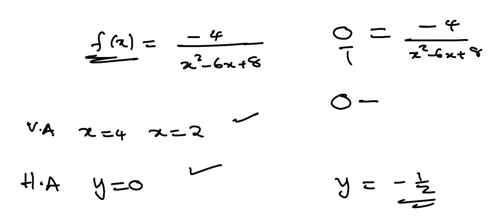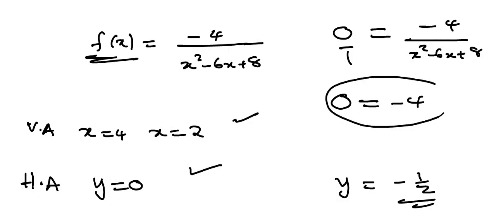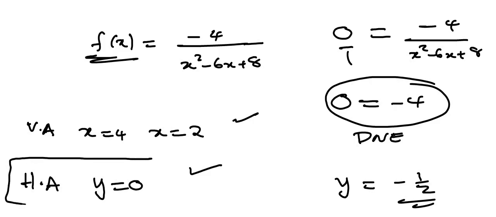You are going to get 0 is equal to -4. Is this mathematically true? No, it's not. So it implies that the x-intercept does not exist. And the other reason why it does not exist is because the x-axis is equivalent to you saying y is equal to 0. And this is the line that we are not supposed to cross. So that's the reason why we are not having an intercept on the x-axis, because it's the horizontal asymptote.